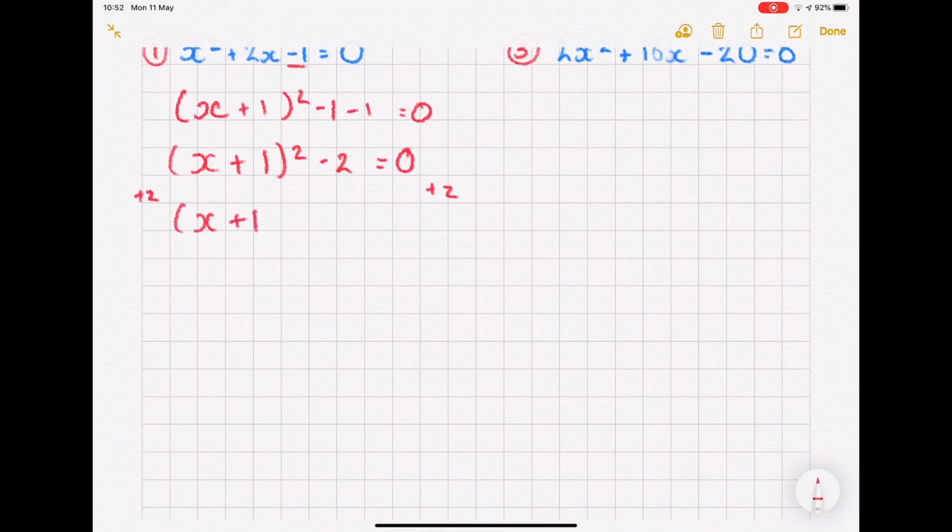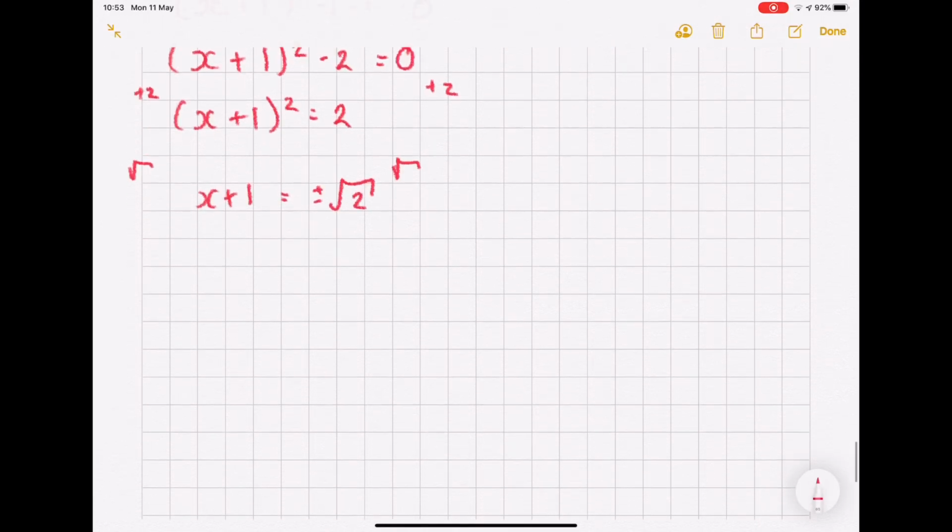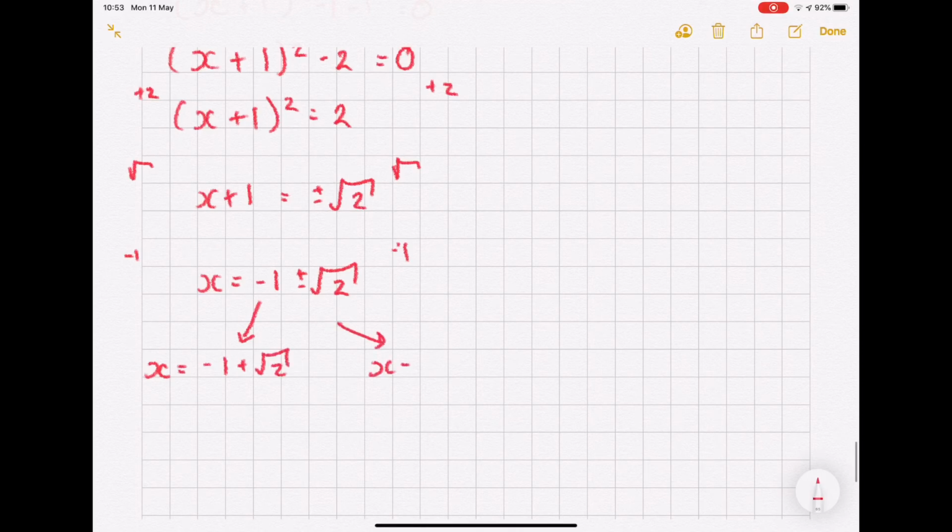x plus 1 all squared gives us 2. Let's square root, so x plus 1 equals plus or minus the square root of 2. Let's subtract 1 from both sides. So x equals negative 1 plus or minus the square root of 2. So we have 2 roots. x equals minus 1 plus root 2, and x equals minus 1 minus root 2. If you got them, fantastic. Give yourself some ticks. Well done.